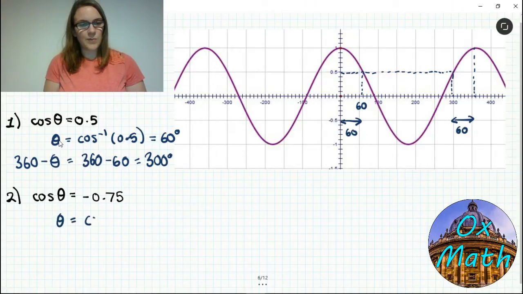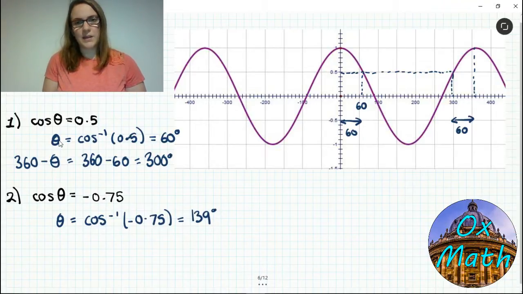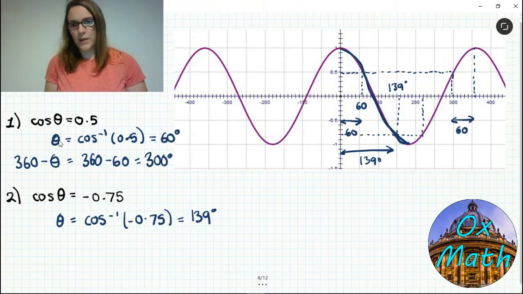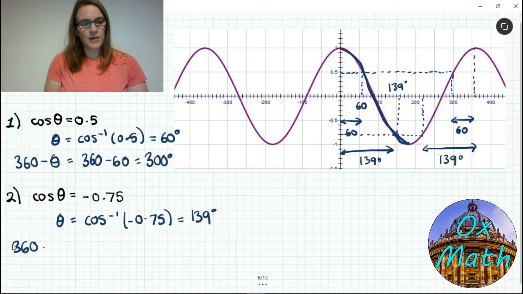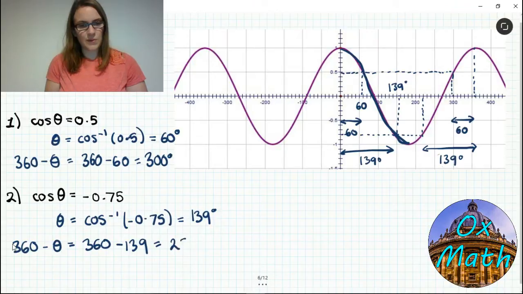We get the first angle from our calculator by doing inverse cos of minus 0.75, which is 139 degrees. In this case, your calculator only ever gives you a positive answer because it will give you the answer on this portion of the graph, which makes life a little bit easier. So at minus 0.75, we are down here, and this is the answer our calculator has given us, which is 139. Now, if we continue along, our second answer will be here, and because that gap there is 139, we know that from here to 360 will also be 139 because of the symmetry. So for our second angle again, we can do 360 take away our first angle, which in this case was 139. So that will give us an answer of 221 degrees. So this second angle here was at 221.